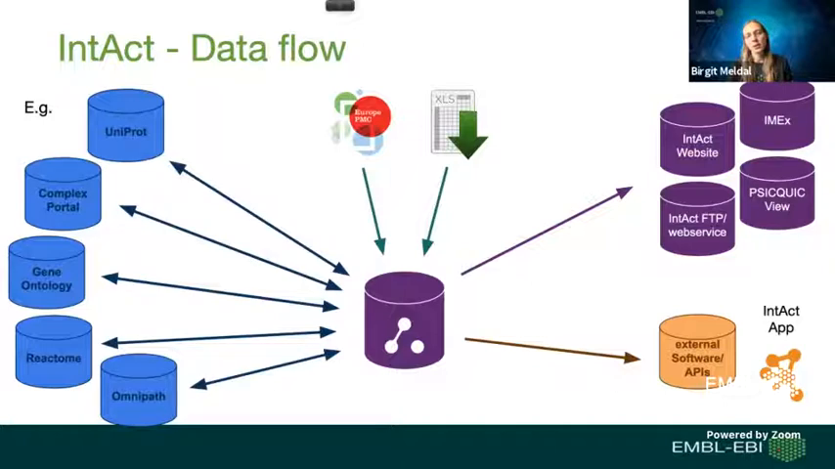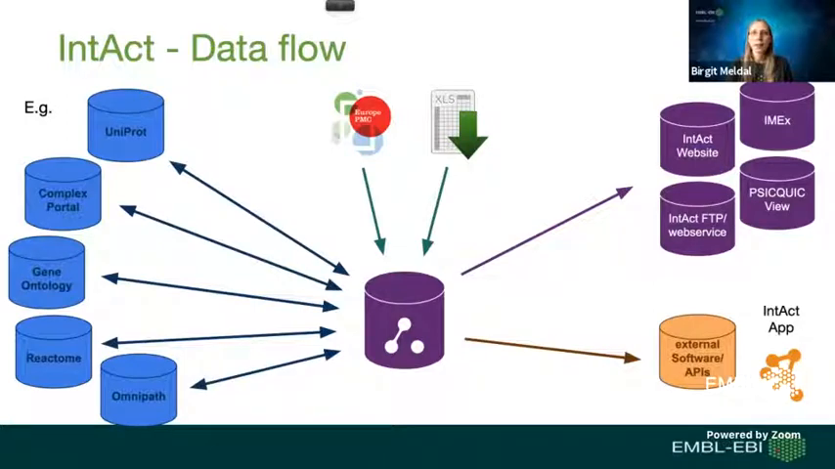And then periodically, through our roughly bi-monthly releases, the data goes out to our website, to our web service, and is accessible through the FTP, and further to federated access points, IMEx and PSICQUIC, and I will talk a bit more about those later. A lot of other tertiary resources access our data. A lot of tools like Bioconductor and R packages can access our data. And one of those, for example, is the Intact Cytoscape app that we released earlier this year.